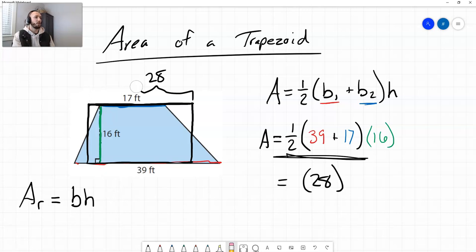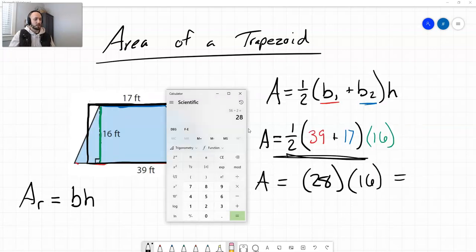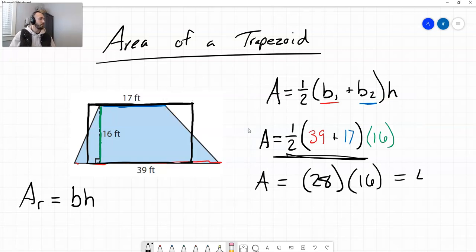So given what we know now, let's just evaluate and find the area of this trapezoid. So we know that that quantity is equal to 28, and we can multiply by our height, which is 16, and that will get us 448. 448, and we are using square feet here.